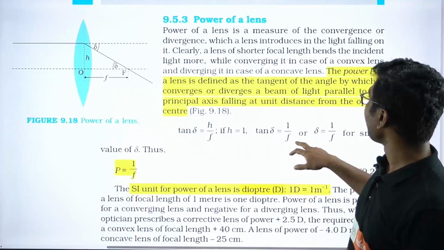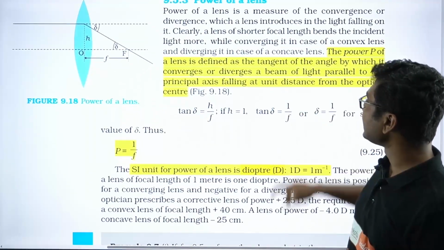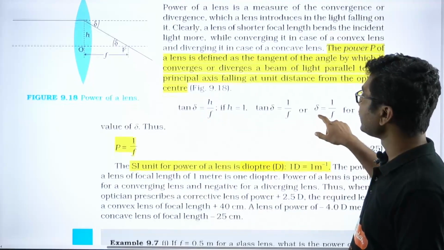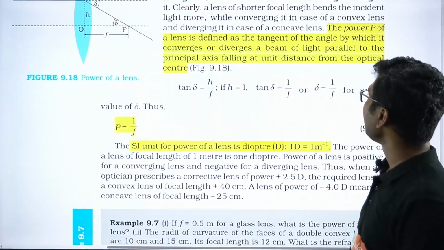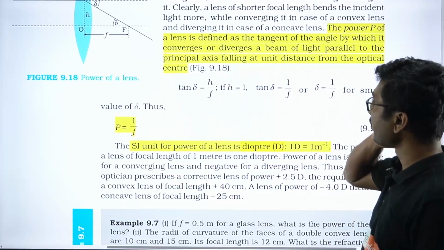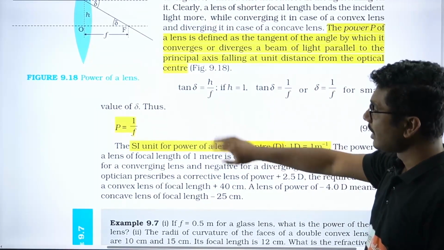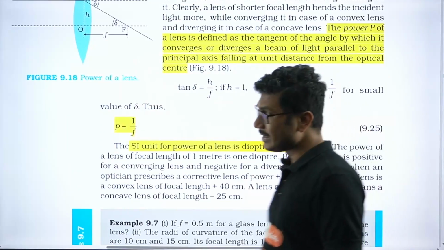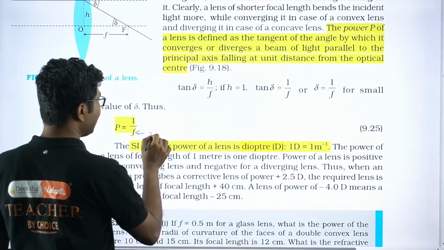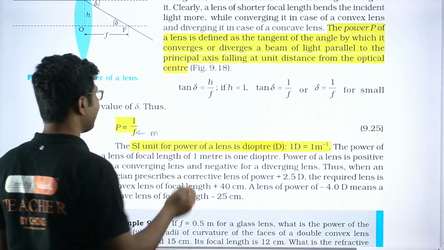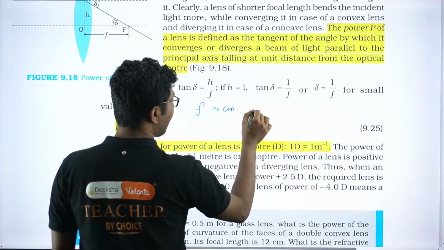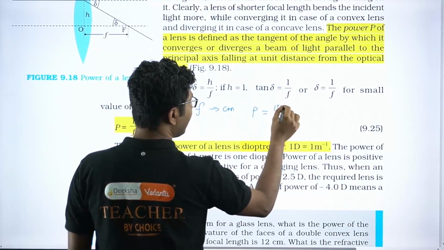Now the power P of a lens is defined as the tangent of the angle by which it converges or diverges a beam of light parallel to the principal axis falling at unit distance from the optical center. So P is equal to 1 by F. Now in this formula you have to be careful. F is represented in meters. If F is given in centimeters, then the power formula becomes 100 by F.